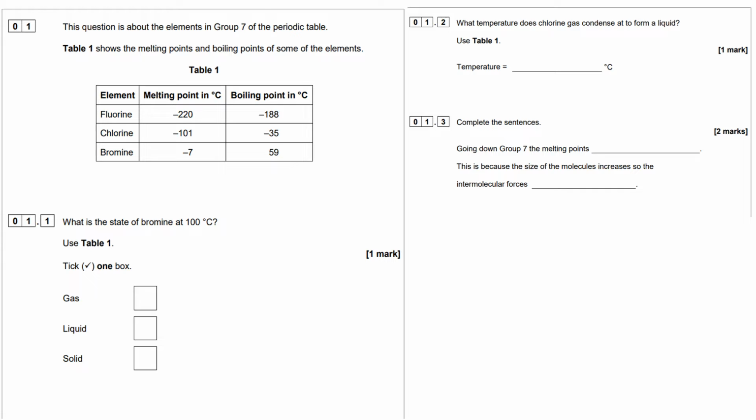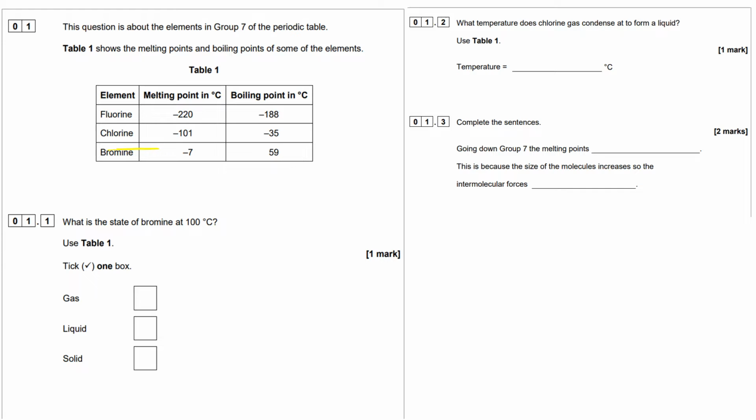Question 1 is looking at group 7 elements and has provided us with some data, and in the exam, if you have been given some data, it's possible they would like you to use it. So let's look at 1.1. What is the state of bromine at 100 degrees? So they are asking you about bromine at 100, and the options are gas, liquid, or a solid.